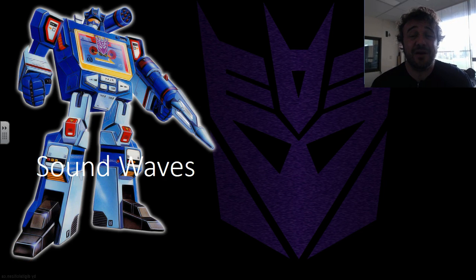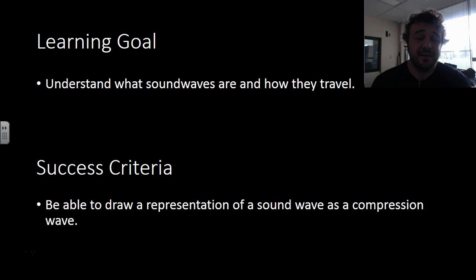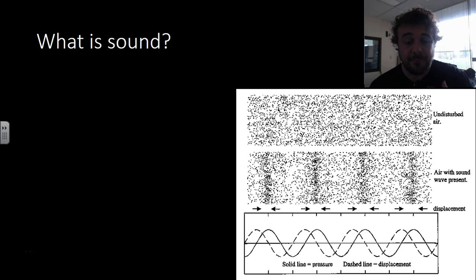Alright nerds, so right now we're going to look at something called sound waves. We want to understand what sound waves are and how they travel, and what they're going to look like. When we can understand that, we should be able to draw a representation of a sound wave as a compression wave and label it with rarefaction, compression, that sort of stuff.